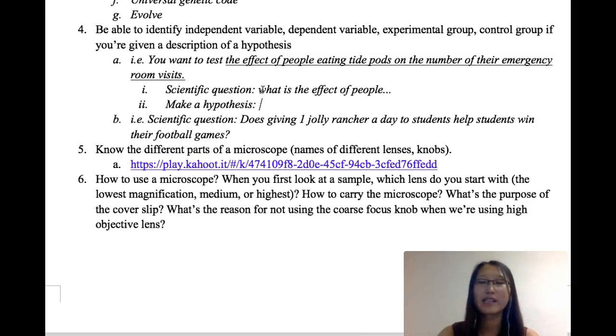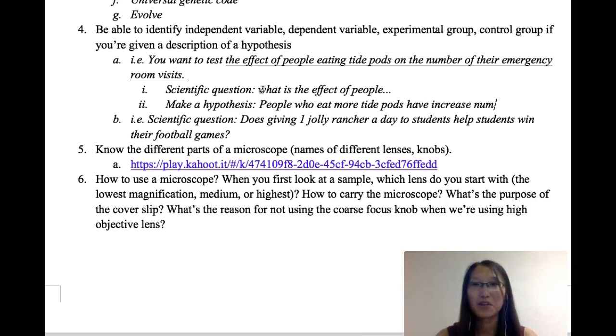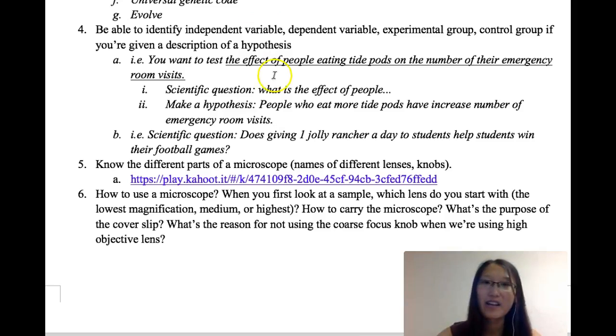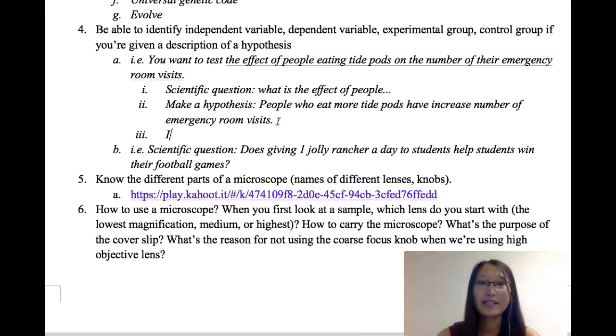Remember, a hypothesis is a statement that's your best answer to the question. So your hypothesis could be something that makes sense to you. Let's say people who eat more Tide Pods have an increased number of emergency room visits. Okay, so that's your hypothesis. Basically, you're asking a question and then answering it to your best ability. The next one is independent variable.